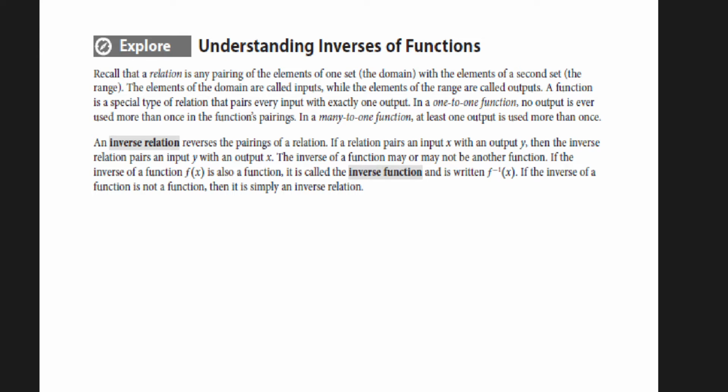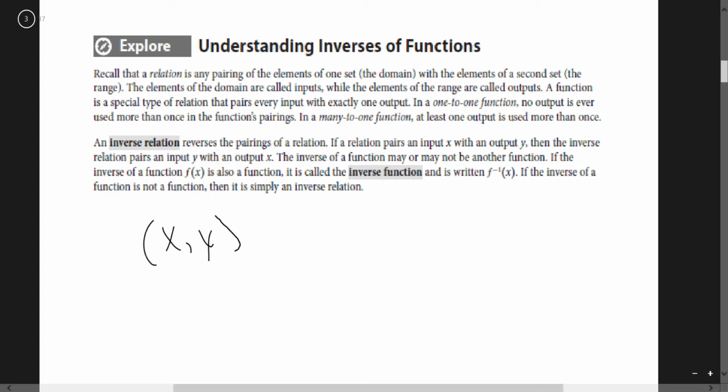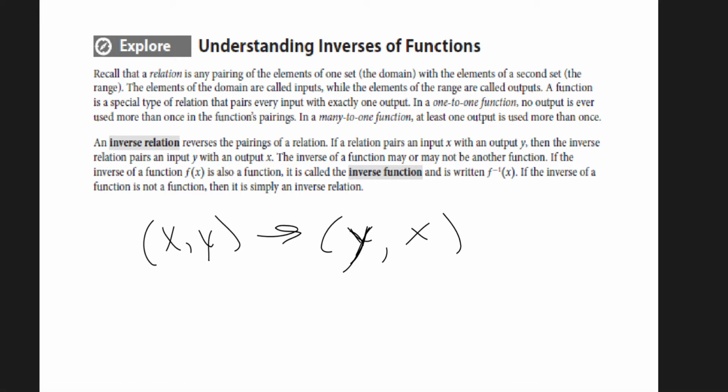So now we're going to be talking about inverses of functions. The main thing to remember is that with inverse functions, you switch the domain and range. So (x, y) is changing to (y, x). You're switching the domain and the range. You're doing the opposite of everything. So where you would add before, now you're going to subtract.